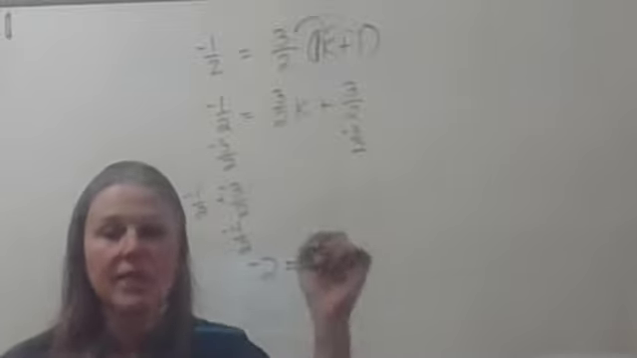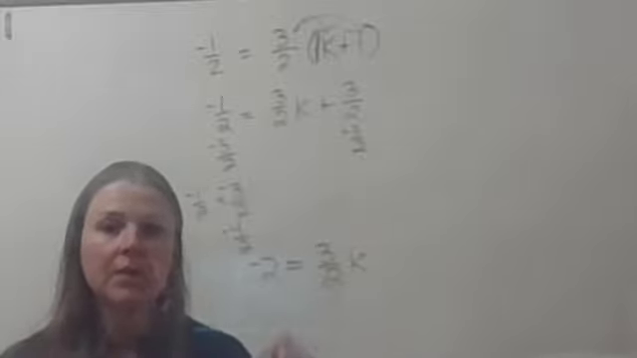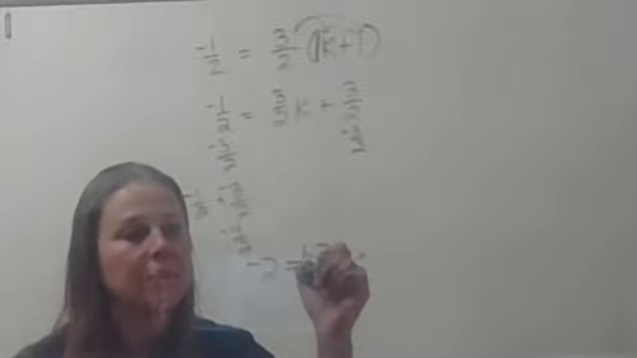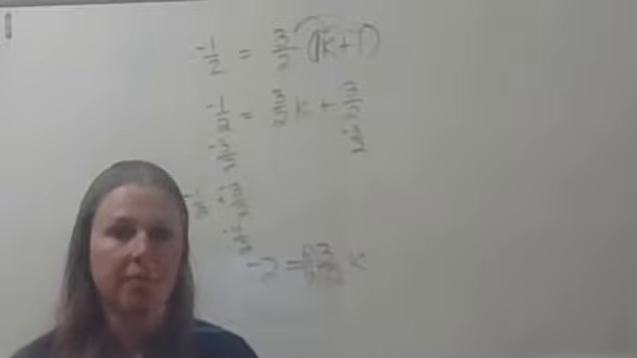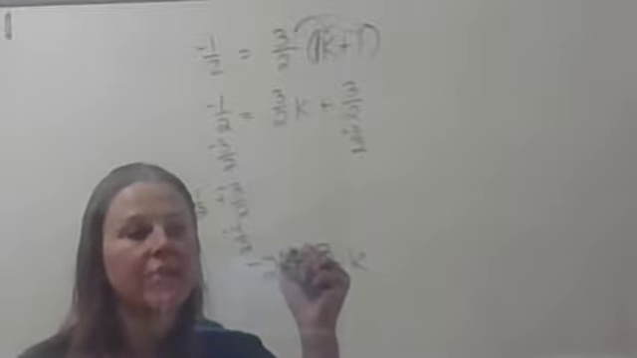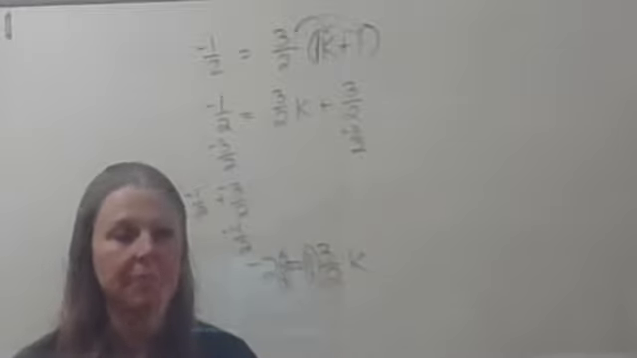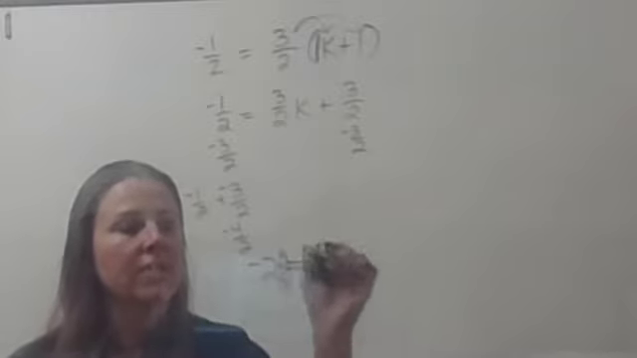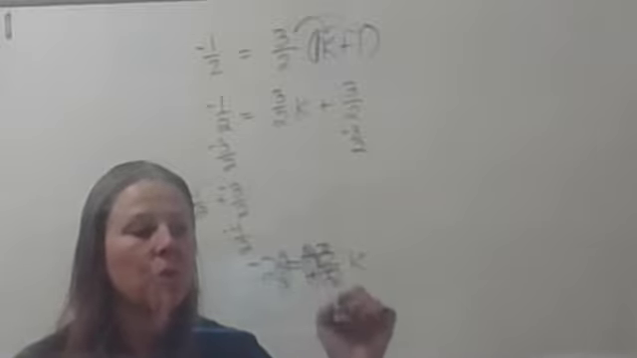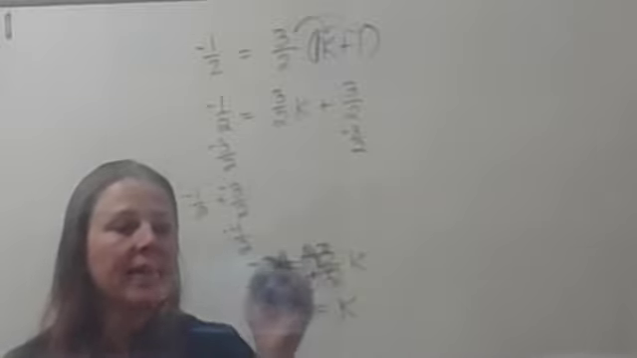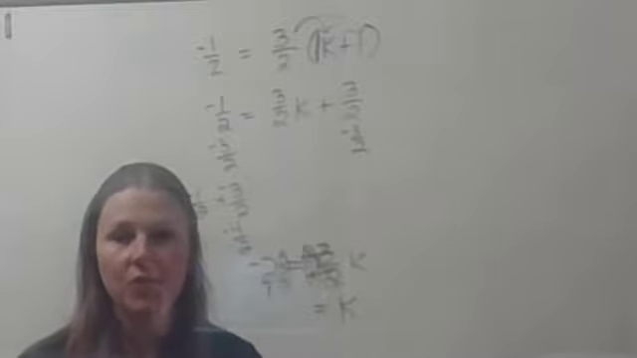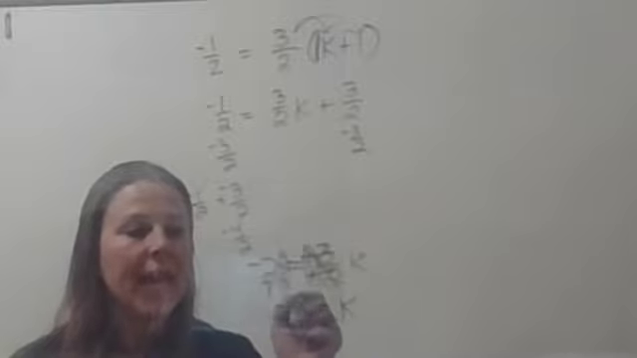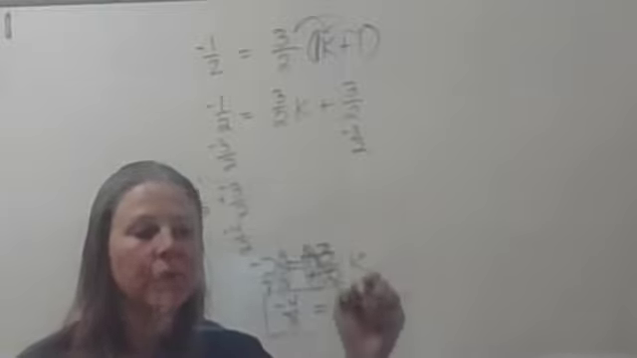Now to get rid of this fraction next to a letter, we're going to multiply by the reciprocal. So to get rid of a 3/2, you can multiply that by 2/3. What you do to one side, you need to do to the other side to keep the balance. So 3 times 2 is 6, and 3 times 2 is 6. So all of this ends up giving you just the 1k. And then a -2 is the same thing as a -2 over 1. So -2 times 2 is -4. So this k is actually equal to -4/3.